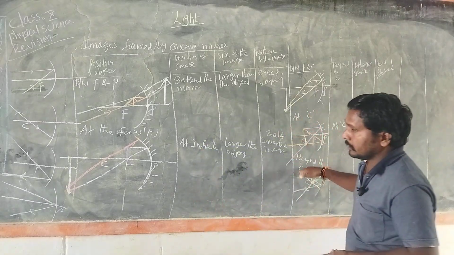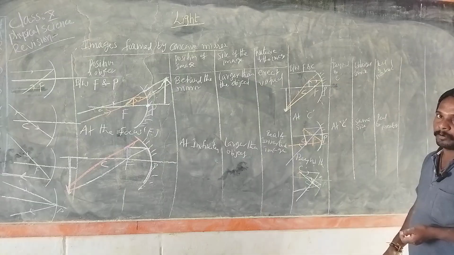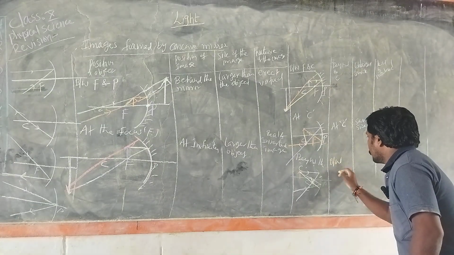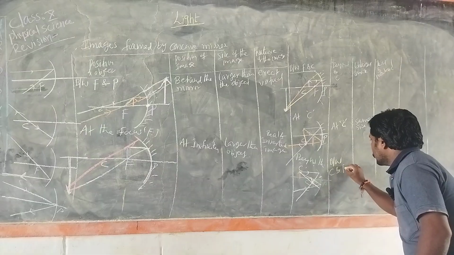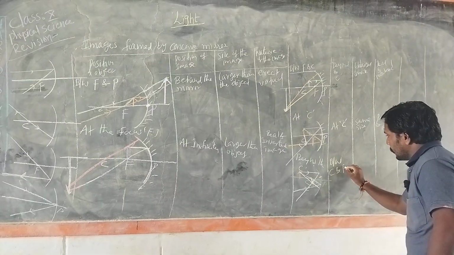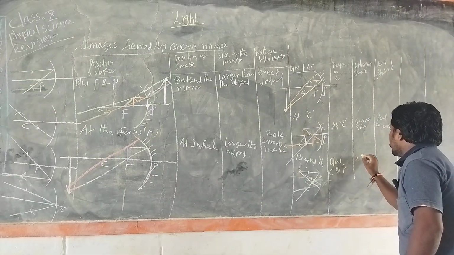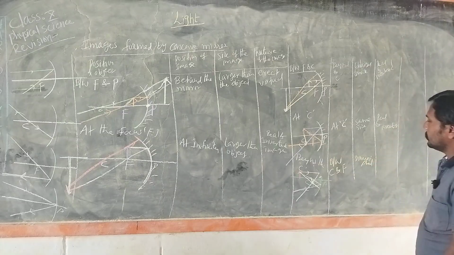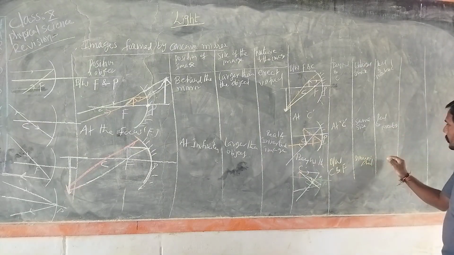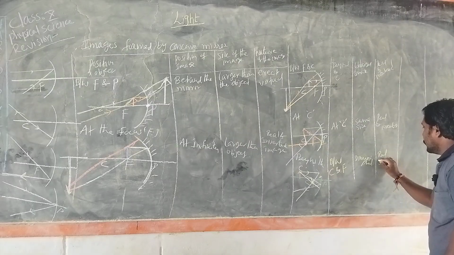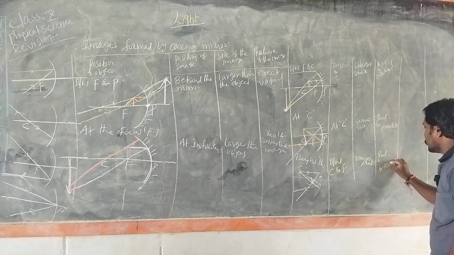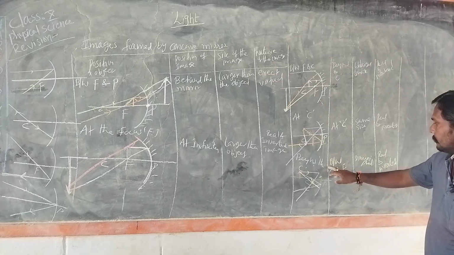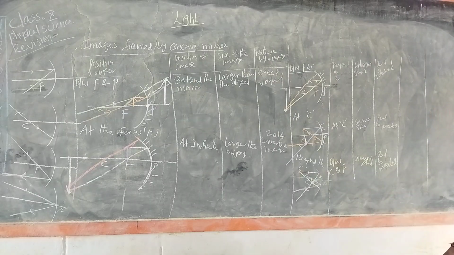So selecting the light rays is very important. Here it is formed between C and F. Diminished image. Diminished means size of the image is reduced. As usual, real and inverted. Between C and F, it is formed.